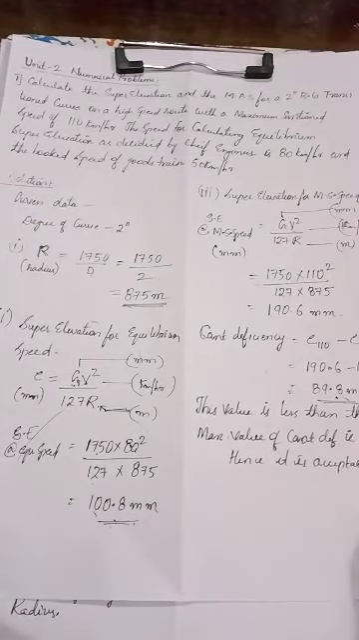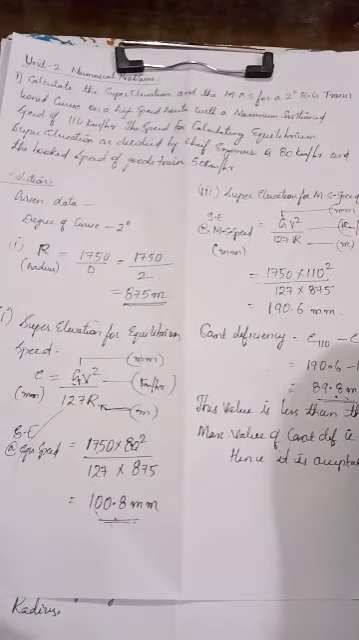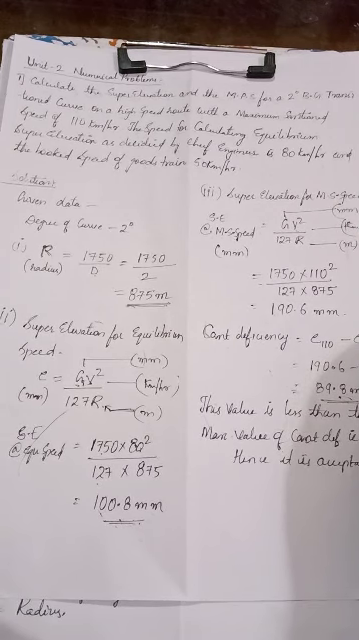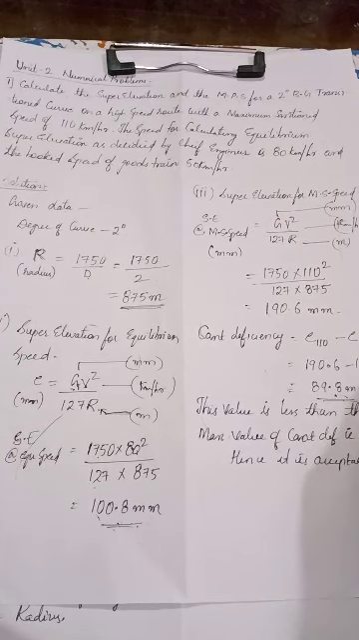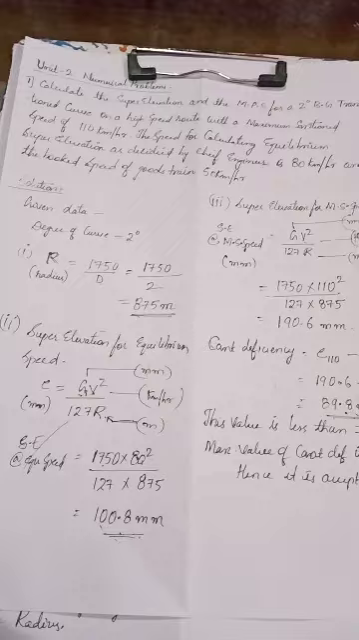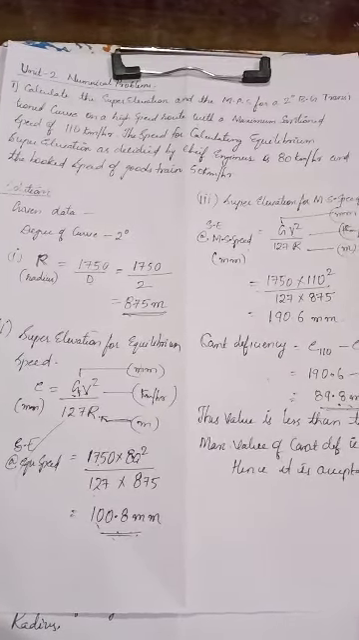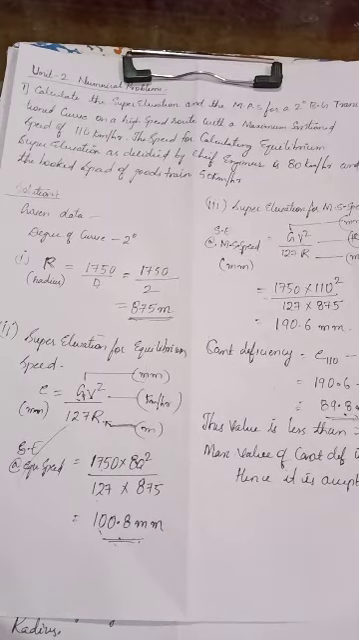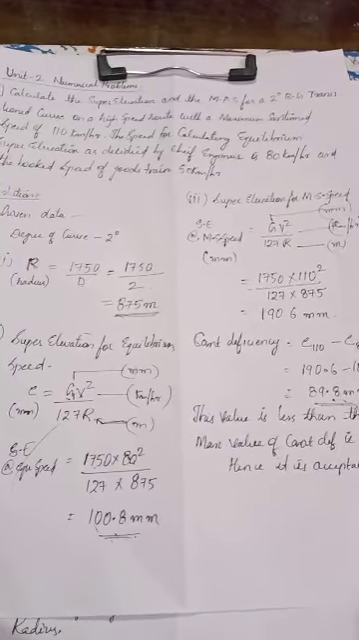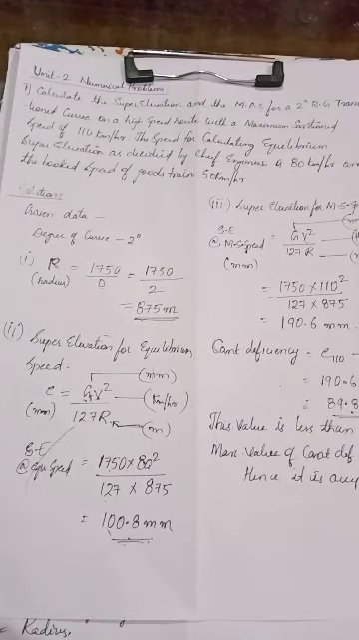Now let us recheck the problem. Once again, go towards that numerical problem. The first one is to calculate the super elevation. The question says calculate the super elevation and the MPS, that is maximum permissible speed, for a 2-degree transition curve on a high speed route with a maximum sanctioned speed of 110 km/h. The speed for calculating equilibrium super elevation as decided by chief engineer is 80 km/h and the booked speed of goods train is 50 km/h.